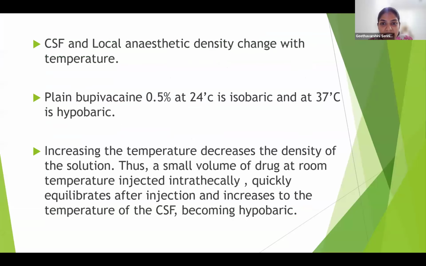CSF and local anesthetic density change with temperature. Plain bupivacaine 0.5% at 24 degrees Celsius is isobaric, and the same solution at 37 degrees Celsius is hypobaric. By increasing the temperature, the density of the solution decreases. Thus, a small volume of a drug at room temperature, which is injected intrathecally, quickly equilibrates after injection to the temperature of the CSF, becoming hypobaric.